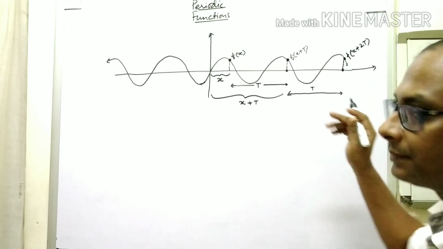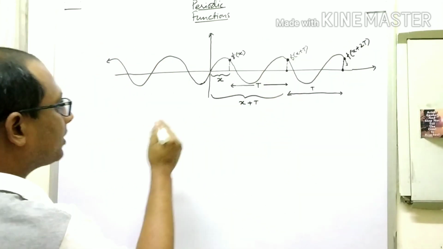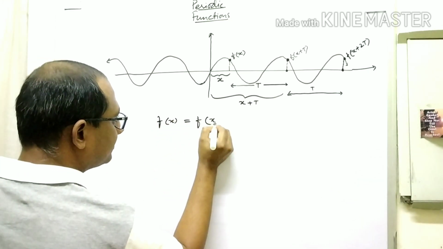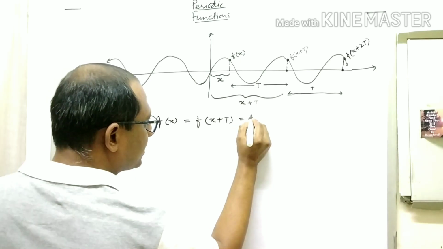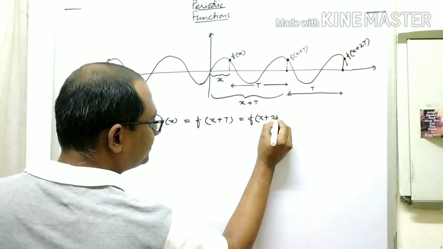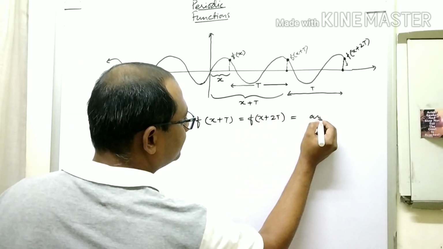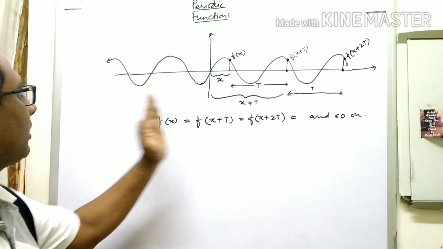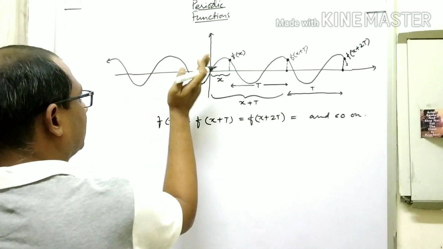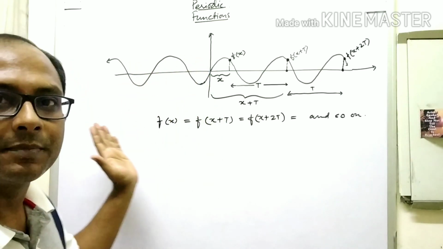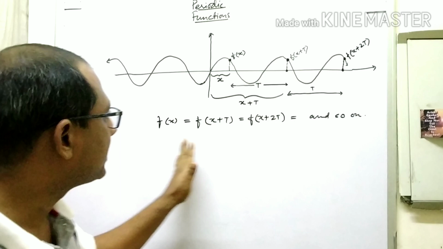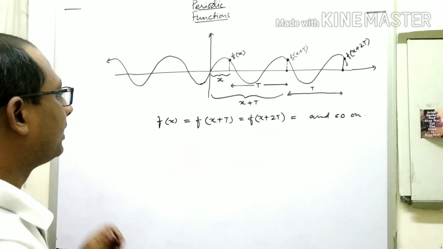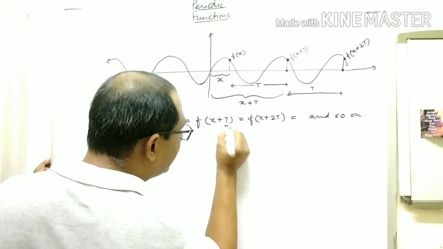So for this kind of function, what we are going to get: f(x) will be equal to f of x plus t, will be equal to f of x plus 2t, and so on. Right? This way also, if I consider another t here in the left, we are going to get the same thing again. Okay? So this kind of function is called a periodic function, with period t.